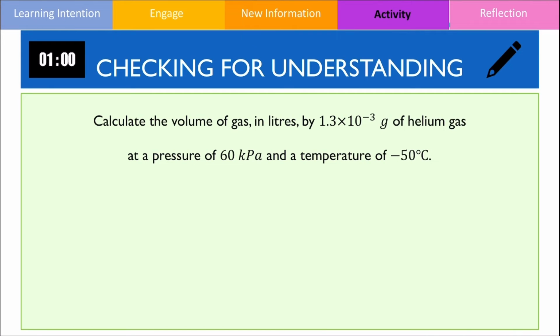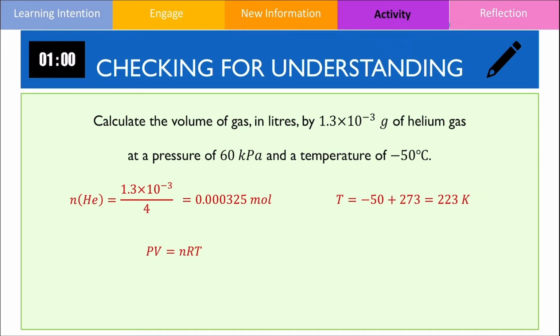In this question, they've given us the mass of helium gas, so we're going to need to calculate the number of moles by dividing it by its molar mass. Hence, the number of moles of helium is equal to 0.000325 moles. Temperature needs to be converted into Kelvin, which can be obtained by adding 273, giving us an answer of 223 Kelvin. From here, we need to rearrange the equation to solve for V, which can be found by dividing both sides by P. When we substitute the values into the calculator, you should obtain an answer equal to 0.010 liters. Have a go with the next question.